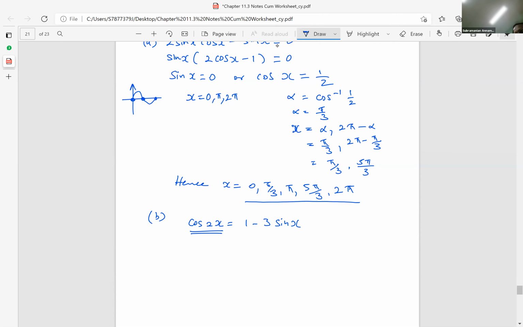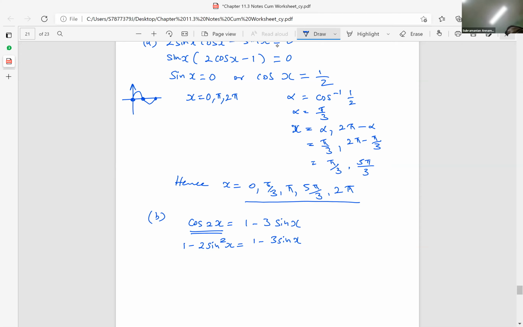Is it cosine square minus sine square x? Or is it 2 cosine squared minus 1? Or is it 1 minus 2 sine squared x? 1 minus 2 sine square. Why did you make that decision? Form quadratic. Very good. Because it will become quadratic eventually. And having it in the same context, that means either all cosine or all sine would be more beneficial here. So you can let your sine x be y.